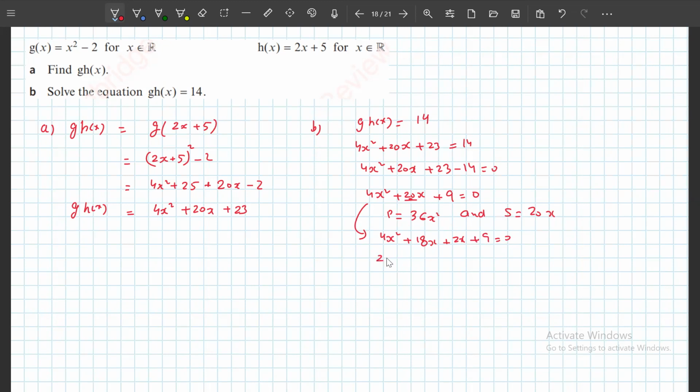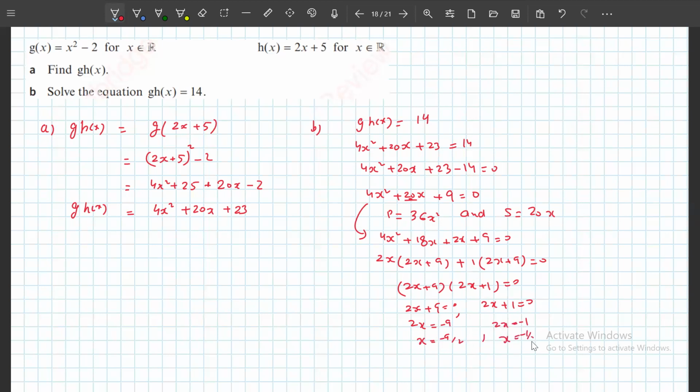In the first part 2x is common, so 2x plus 9. In the second part nothing is common, so we can take 1 as common, so 2x plus 9. And here we have (2x plus 9)(2x plus 1) equal to 0, and we are looking for the solution, meaning the value of x. So one value we get from 2x plus 9 equals 0, and the second from 2x plus 1 equals 0, which gives us x equals minus 9 over 2. And from here 2x is equal to minus 1, or x is equal to minus 1 over 2.